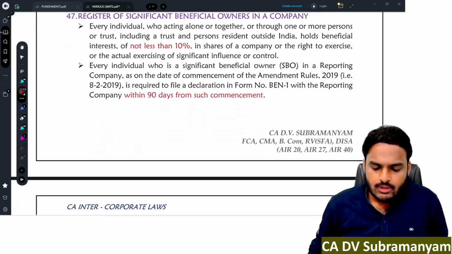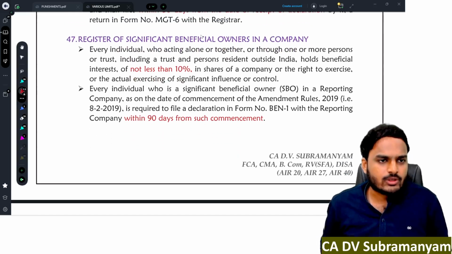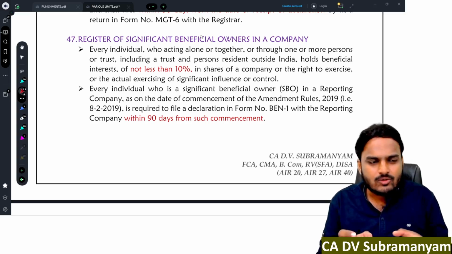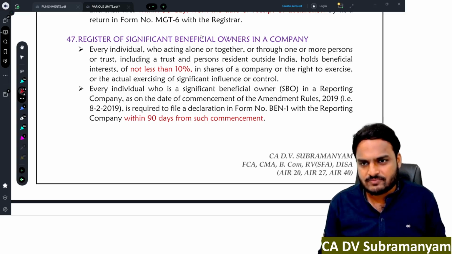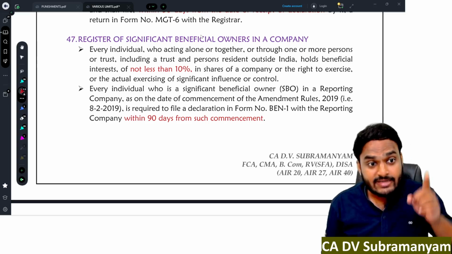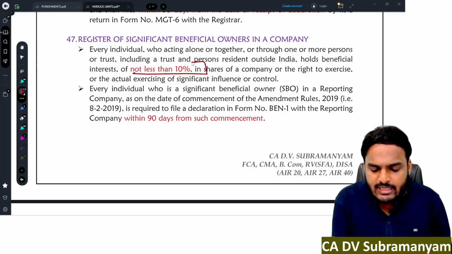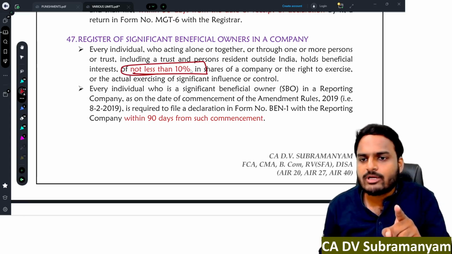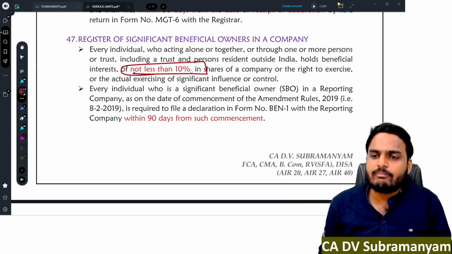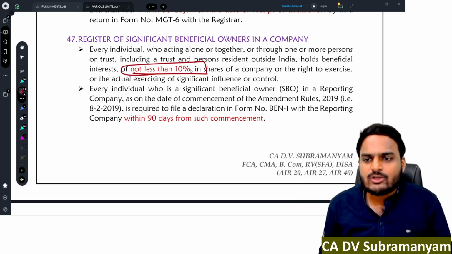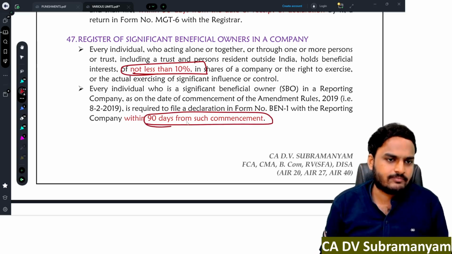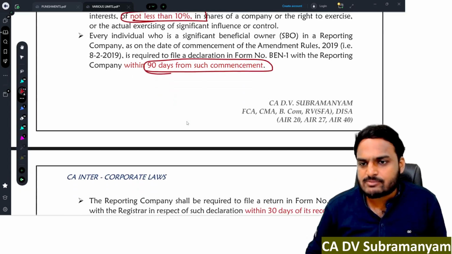Next one, significant beneficial owners. The difference between a beneficial owner and a significant beneficial owner is the interest percentage. If 1% interest is there, beneficial owner. If 10% interest is there, then you will be called a significant beneficial owner. So details of significant beneficial owners shall be given to the company within 90 days from commencement of the provision.